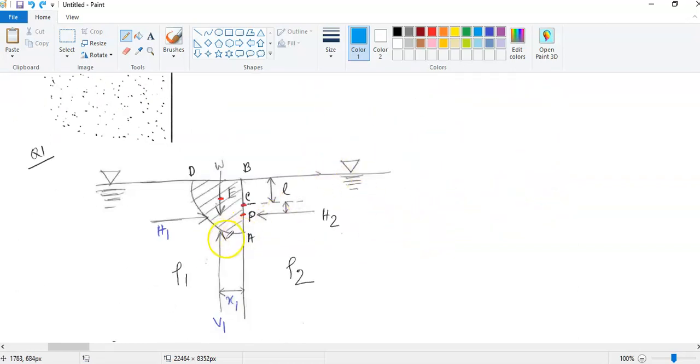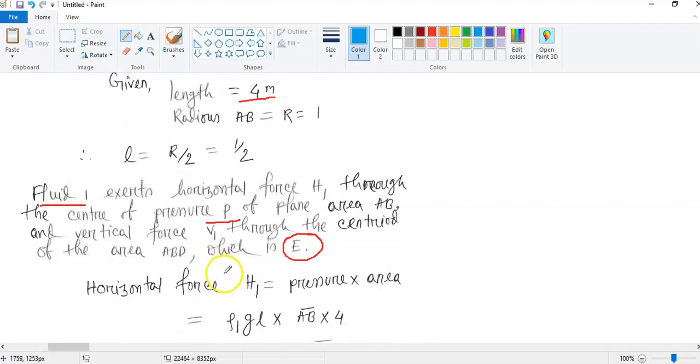When the horizontal force is acting this way, this is the horizontal distance. When the vertical force is acting this way, this is the distance x1. So if you can calculate this horizontal force H1, and this vertical force V1, then you need to calculate the distance and this x1, then you will get the moment about A. This is the first part of the discussion. Alright guys, I believe you got a clear understanding.